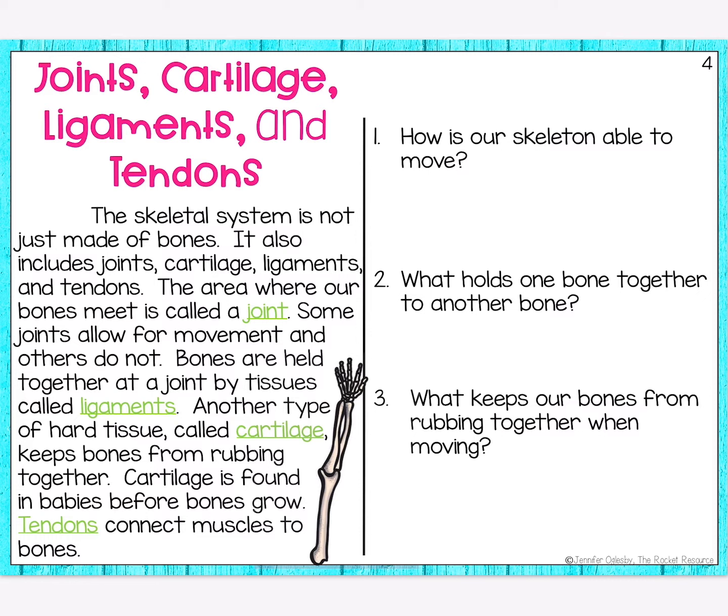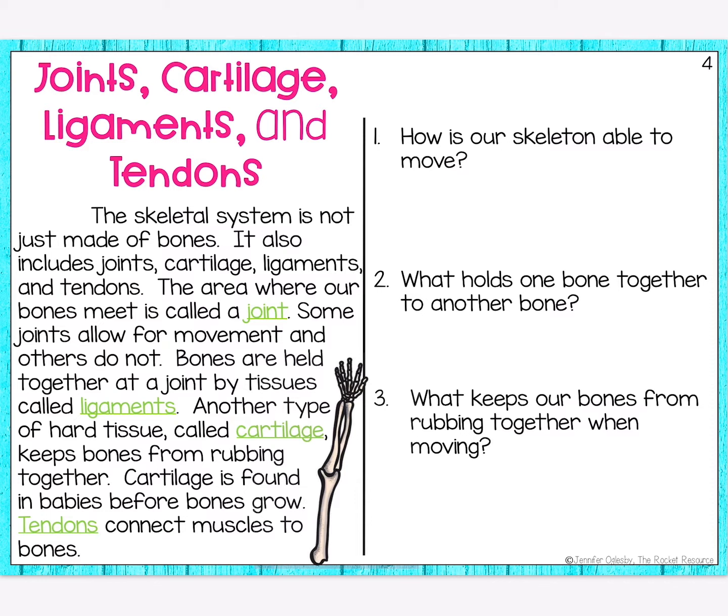The area where our bones meet is called a joint. Some joints allow for movement and others do not. Bones are held together at a joint by tissue called ligaments. Another type of hard tissue called cartilage keeps bones from rubbing together. Cartilage is found in babies before bones grow. Tendons connect muscles to bones.